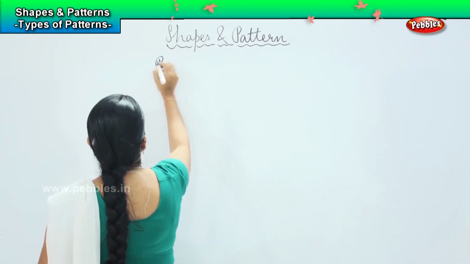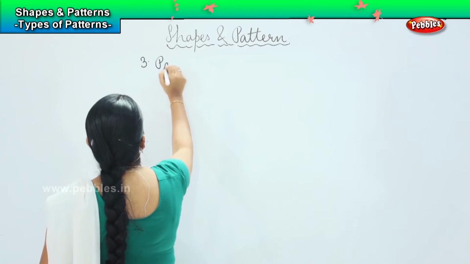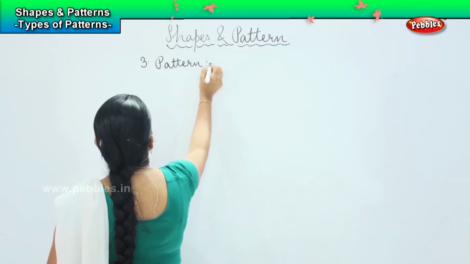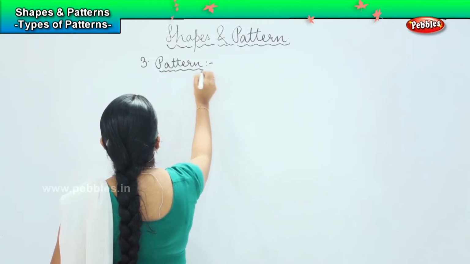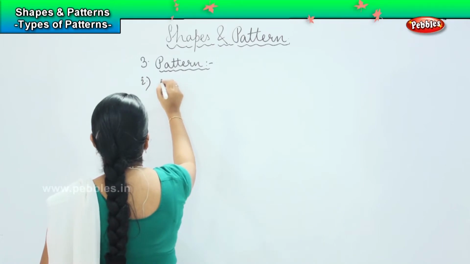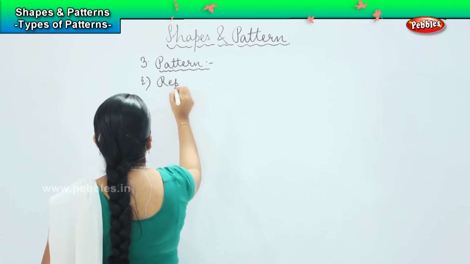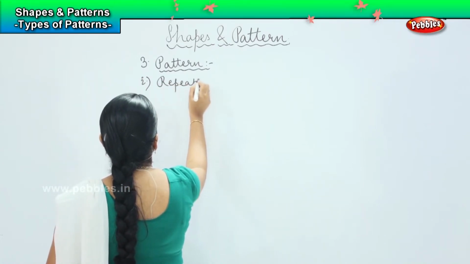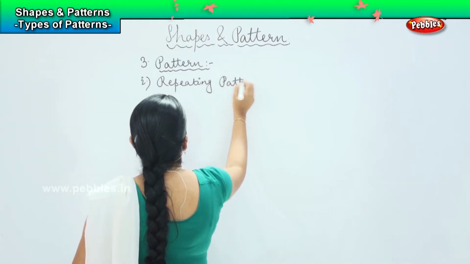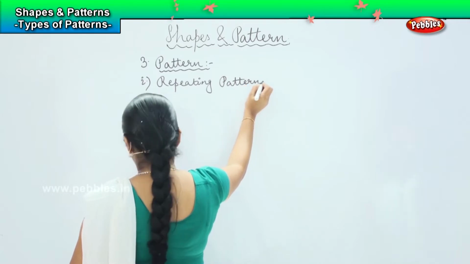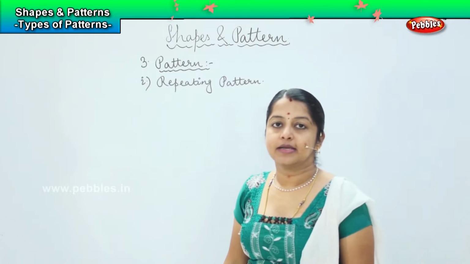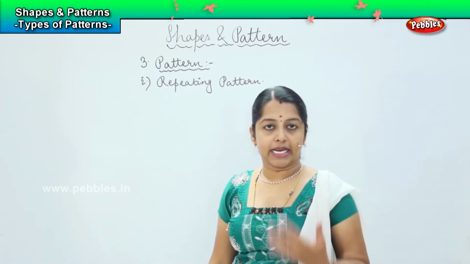Okay. So now the third one which we are going to learn is the pattern. And in pattern we have got the types too. The first one is called the repeating pattern. So what do you mean by the term repeating pattern, children? The name repeat itself says that something is getting repeated again and again.